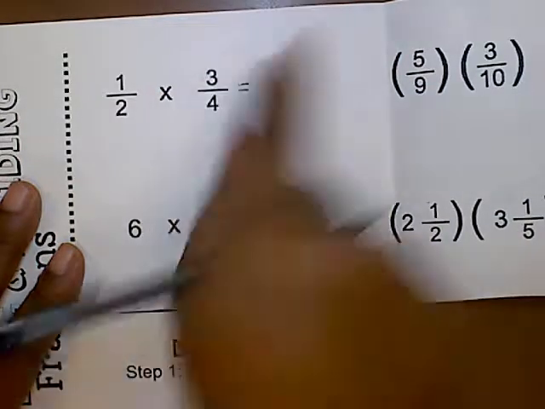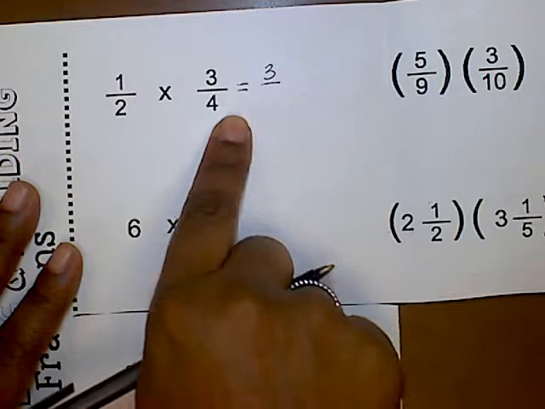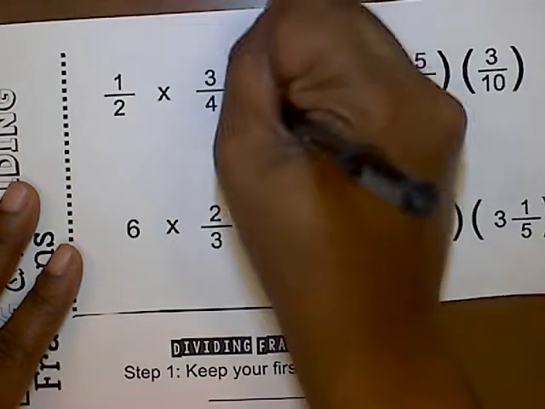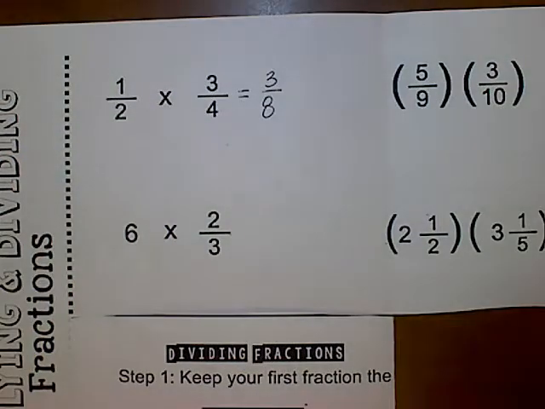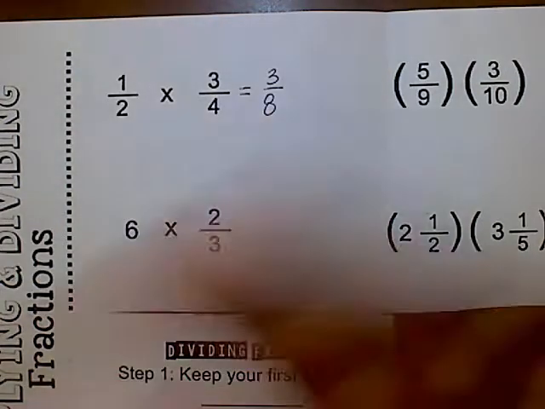1 times 3, which is 3. Then we want to multiply our denominators. 2 times 4, which is 8. And we want to see if we can simplify this any. And because it's 3 and 8, and no number goes into both 3 and 8 equally, it's just 3/8.